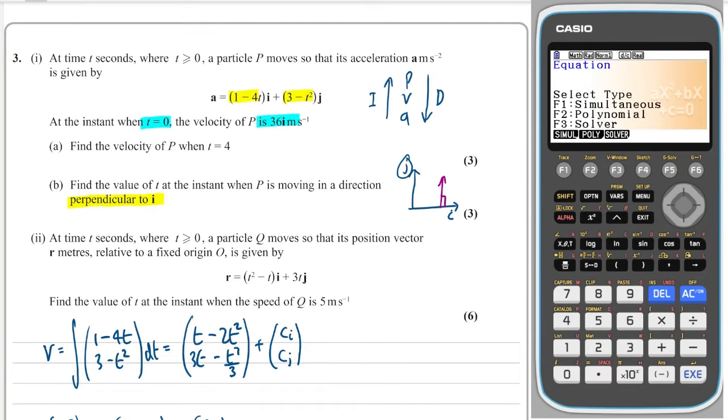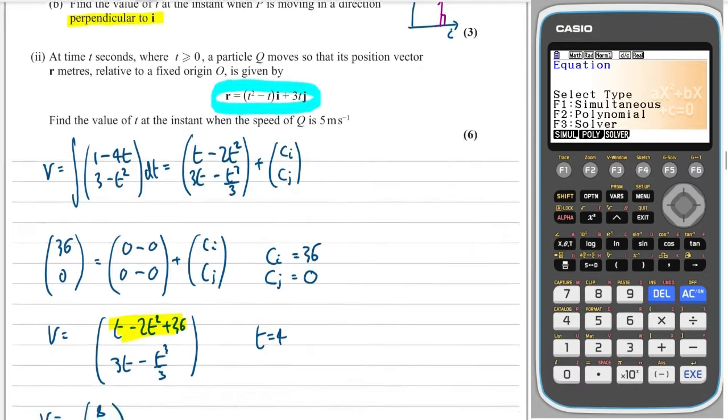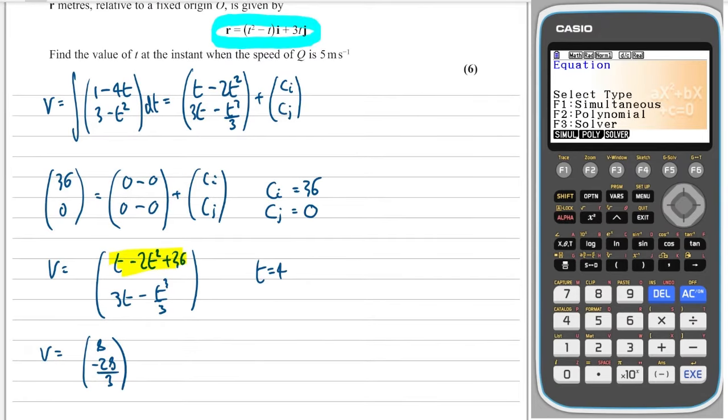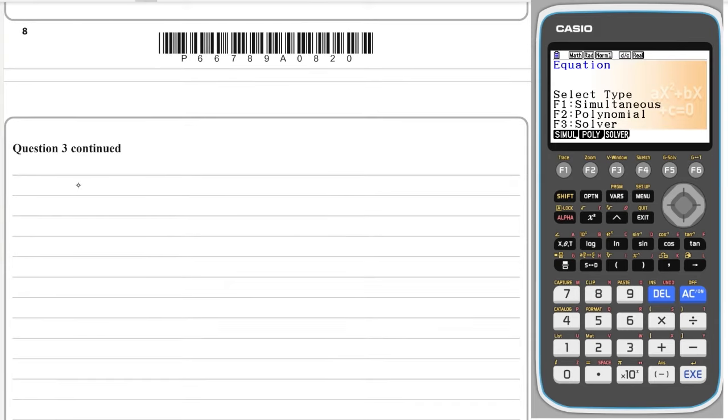Okay, it says at t seconds where t is greater than 0, a particle moves so that its position vector relative to the origin is given by this. Find the value of t at the instant when the speed is 5. Okay, so we need to take this and we need to find the speed. So we're going to have position and we're going to differentiate down. So we've got t squared minus t and then plus 3t. And that is the position.